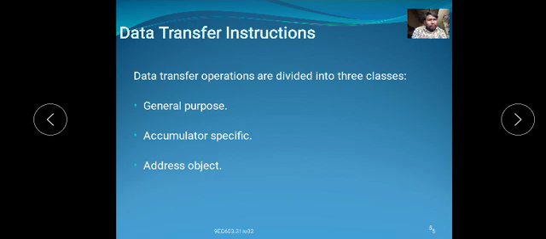The data transfer may be register to register, register to internal memory location, internal memory location, external data to register or internal memory location, and register to external memory location. During the execution of data transfer instructions, no flags are affected.